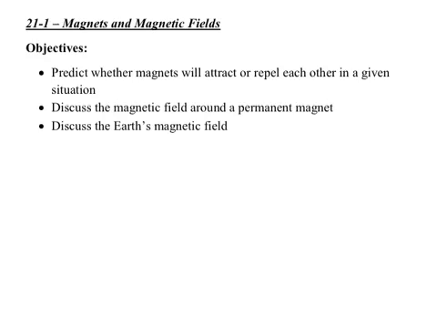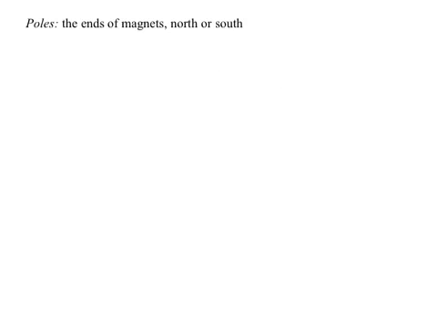Next, discuss the magnetic field around a permanent magnet, and then the Earth's magnetic field. First, poles. In terms of magnets, poles are what are called the ends of magnets. It's like the positive and negative terminal on a battery. Like a AAA battery, think of it that way. It's a positive and negative pole.